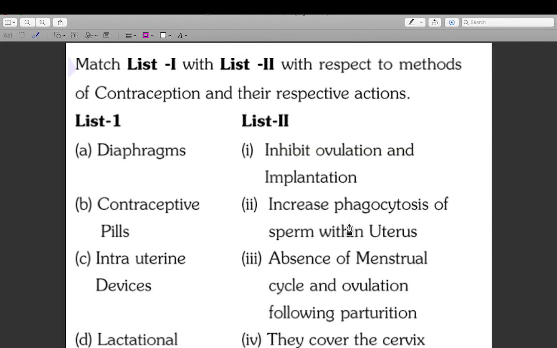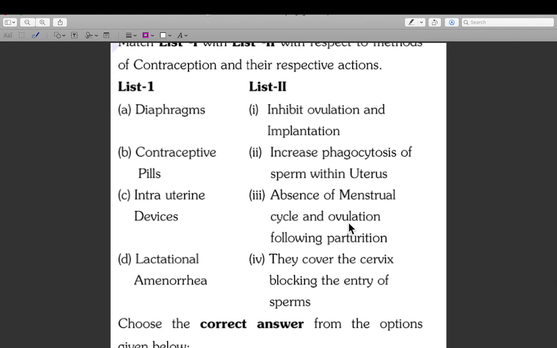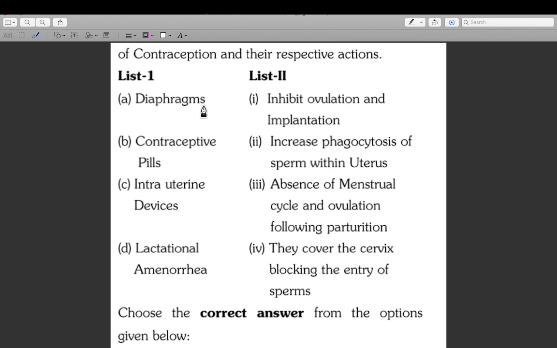Again this is a match the list type of question. So this is a human health and disease question. It asks about contraceptions. So diaphragms, they cover the surface and block the entry of sperms.